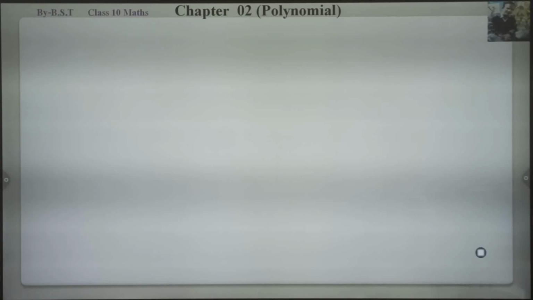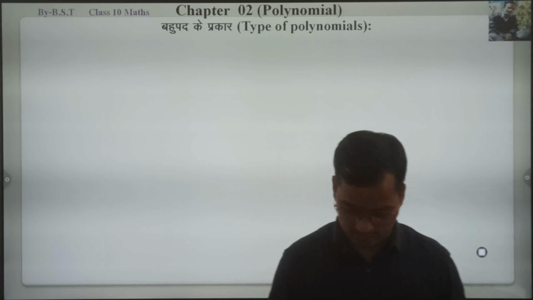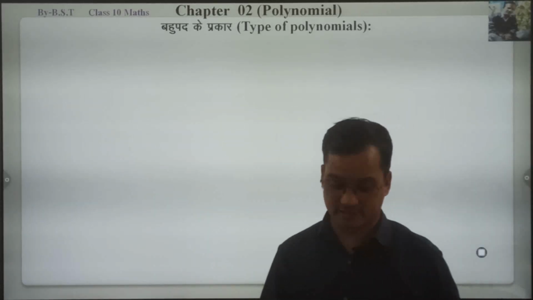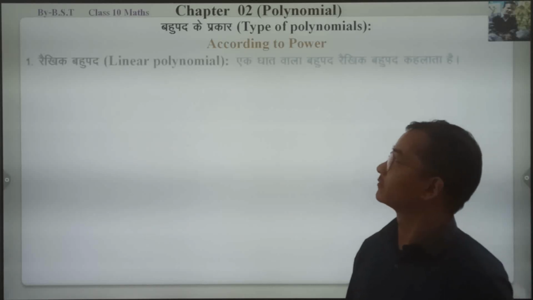Today we are going to start a very important topic, types of polynomials. Students, you know mainly there are two types of polynomials: according to power and according to terms. Yesterday we discussed the types of polynomials according to terms. Today we are going to start the types of polynomials according to power.